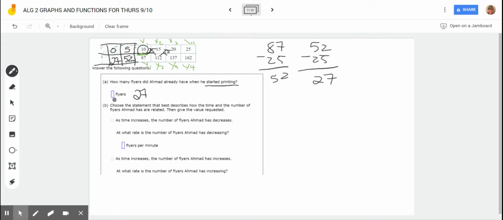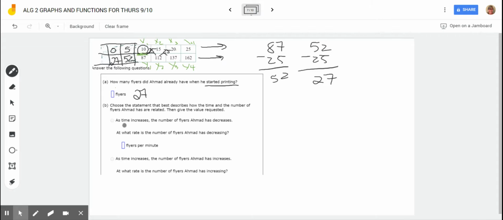27. Choose the statement that best describes how the time and number of flyers Ahmad has are related. Then give the value requested. All right, so you're taking a look and seeing what's happening on the X right here. The X is increasing, correct? And what's happening on the Y? It's increasing. So as time is increasing, so are the number of flyers.